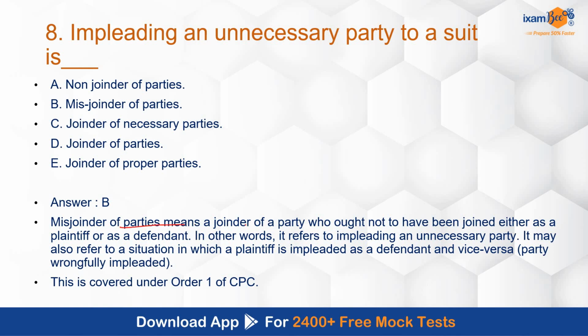Misjoinder of parties means a joinder of a party who ought not to have been joined either as a plaintiff or as a defendant. In other words, it refers to impleading an unnecessary party. It may also refer to a situation in which a plaintiff is impleaded as a defendant and vice versa. This is covered under Order 1 of CPC.